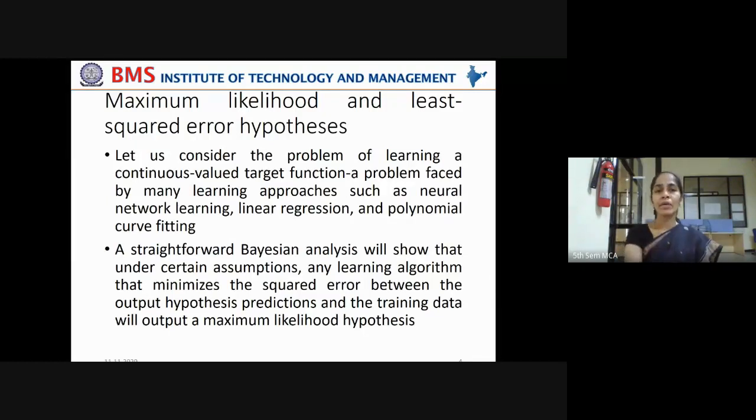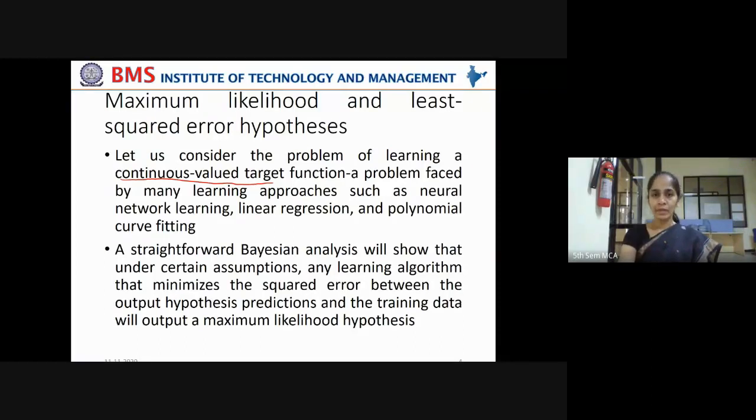But there may also be some problems where the learner is trying to learn a continuous value target function. Say a model is trying to predict the sale price of a house, or the stock price of a share in the market. In those cases, it is a continuous value target function. It means whatever is being predicted is not in the form of categories, but in the form of values, numbers.